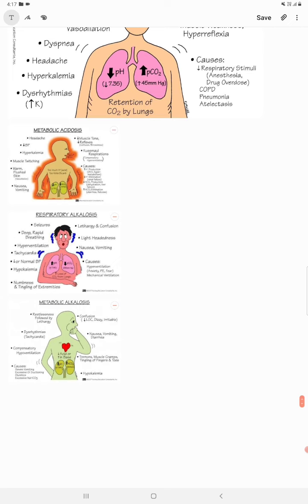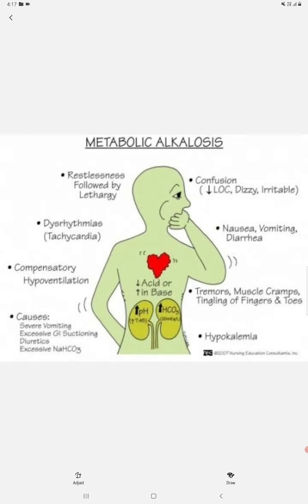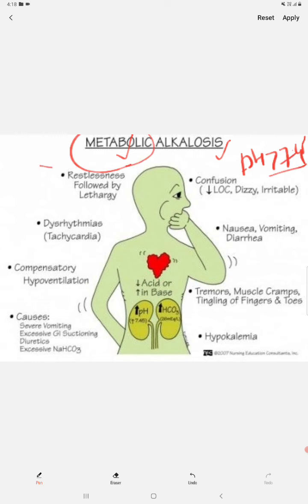And the last one we are going to discuss is metabolic alkalosis. What does this mean? Metabolic means it is related to the kidney, right? And alkalosis means the pH is greater than 7.45. Metabolic here means bicarbonate, an increase in the bicarbonate ions. So there is a decrease in the acid, just the reverse of metabolic acidosis, because in that there is more acid, but here there is less acid and more base.